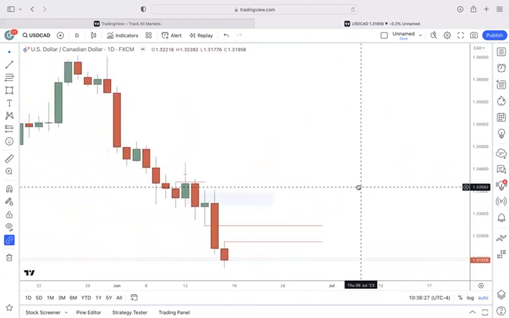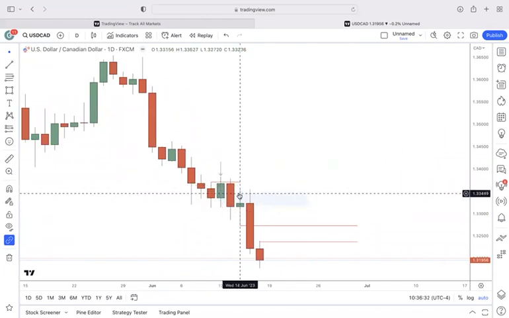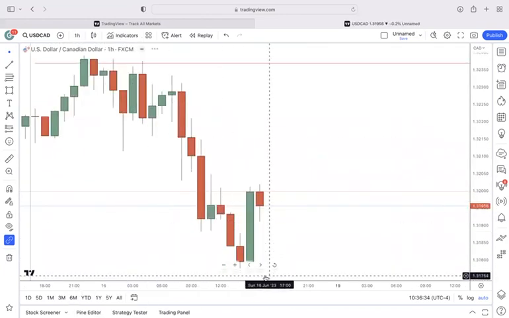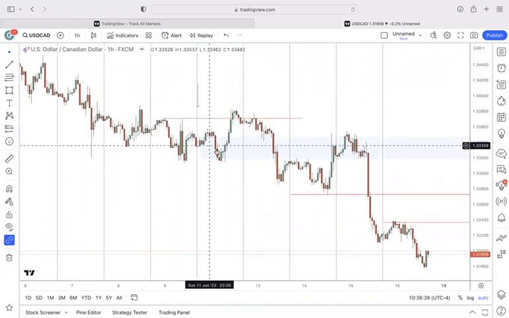Hold on. So there's that bullish candle right here, and you can refine that. Again, that is this day right here.